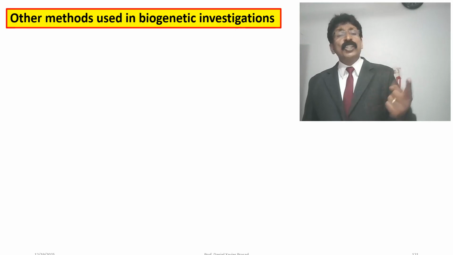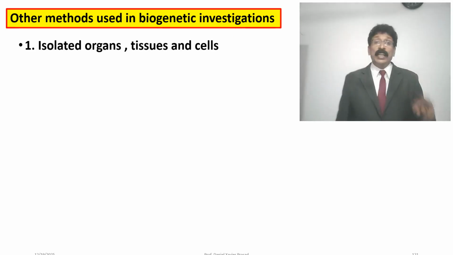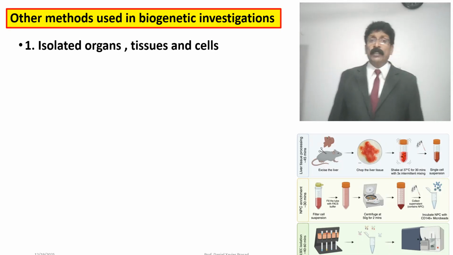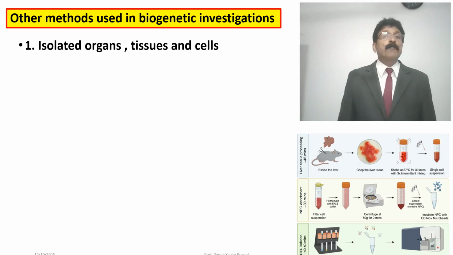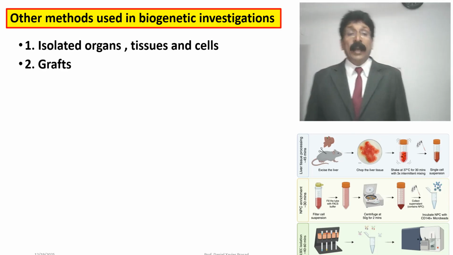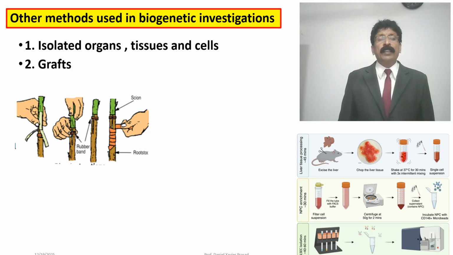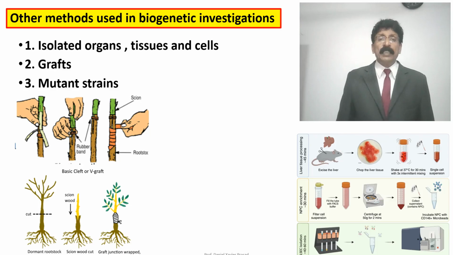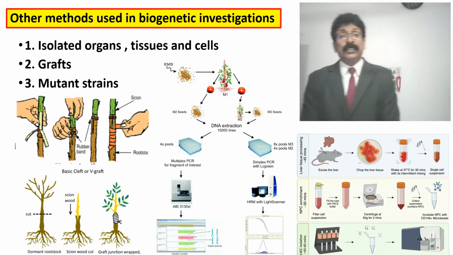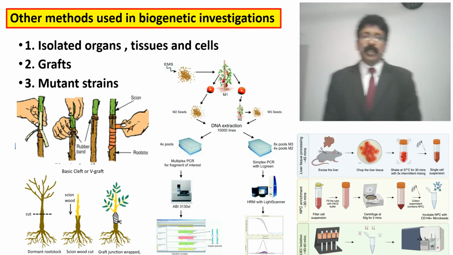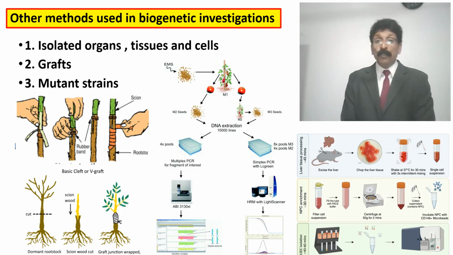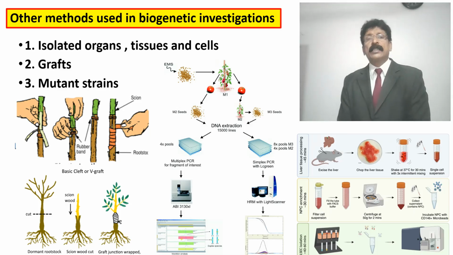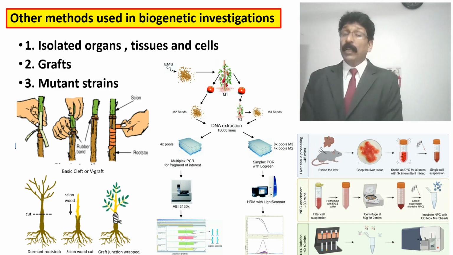So other methods used for biosynthetic investigation are isolated organ tissues and cells, like isolating the tissues of animals or even plants, which can also be used for various in vitro studies. And grafting, especially in vitro study, is used, for example, with shoot and root. Mutant strains can also be taken as organisms, or we can use enzymes isolated from a particular plant. Studies can be done by DNA and RNA changes, hybrid varieties can also be studied, and resistance can also be studied by biosynthetic investigation.